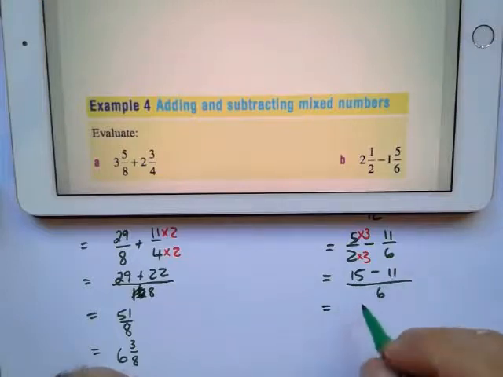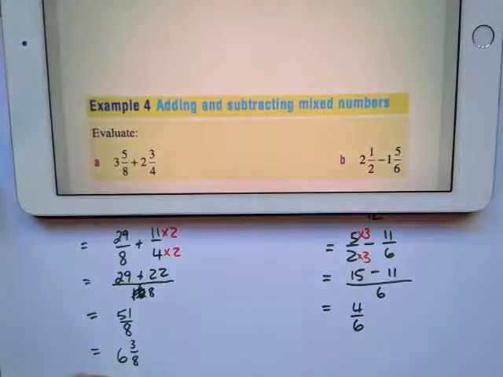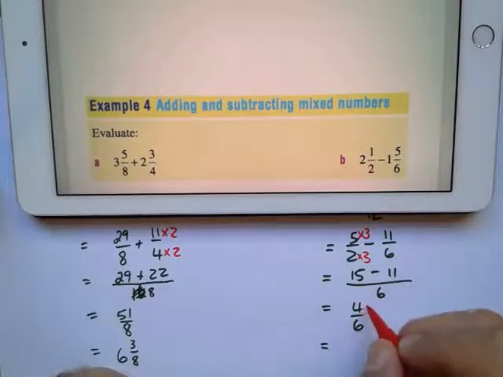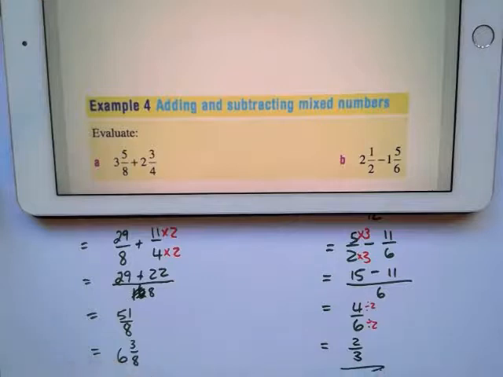15 take away 11 is 4/6. And with fractions, I always have to simplify to the simplest form. And to do that, I'm going to divide by 2, and I'm going to divide by 2. 4 divided by 2 is 2. 6 divided by 2 is 3. So my answer is 2/3.